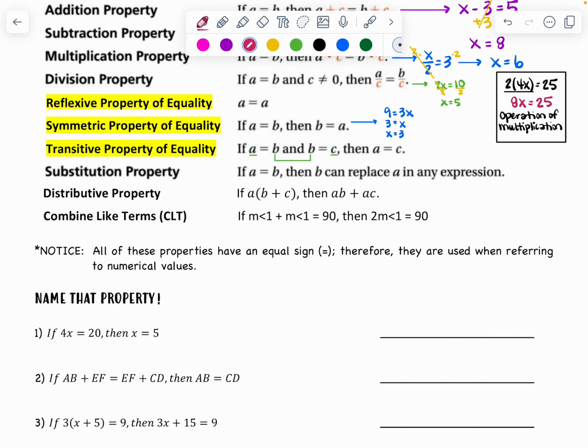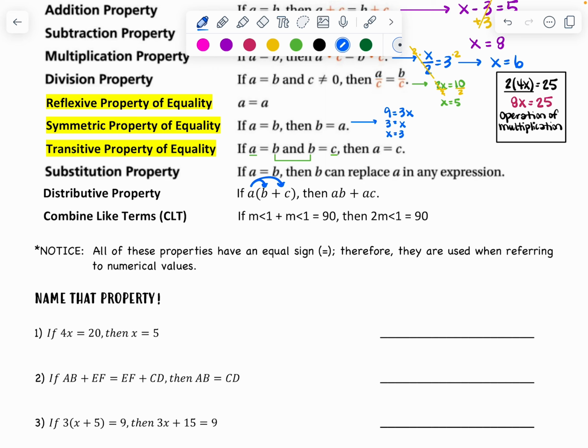The last property is the distributive property, and you all know and love the distributive property, right? It says if I have a value that is multiplied by a binomial or trinomial or just any type of polynomial that's more than one term, then I can multiply that through and get rid of my parentheses, okay?